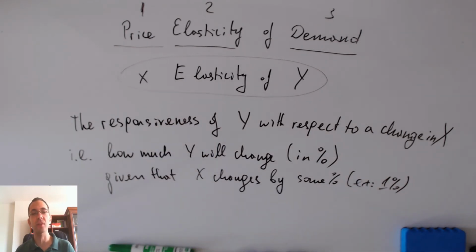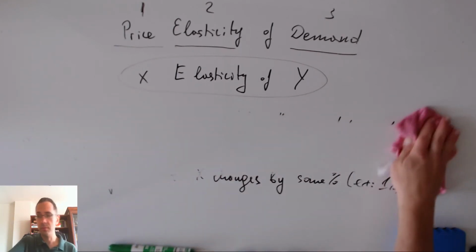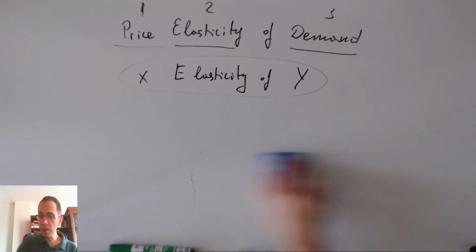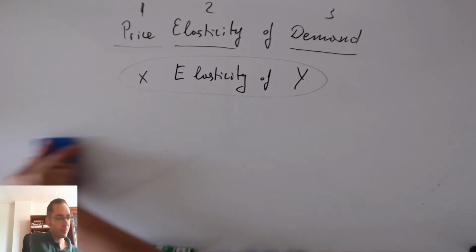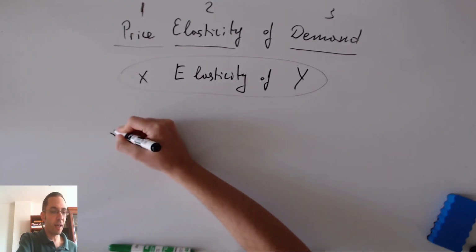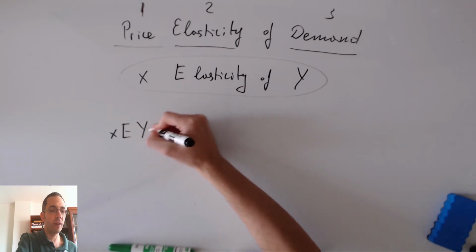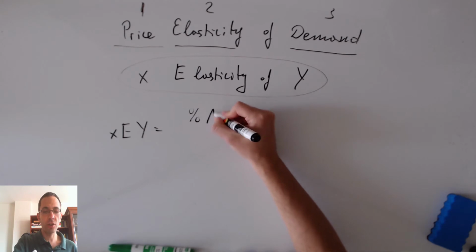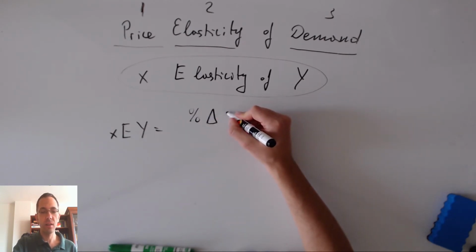It's a measure of responsiveness, but responsiveness simply is a percentage change. And there is a general formula. We can also include that one. So the general formula is this. So the x elasticity of y would be equal to the percentage change in x.